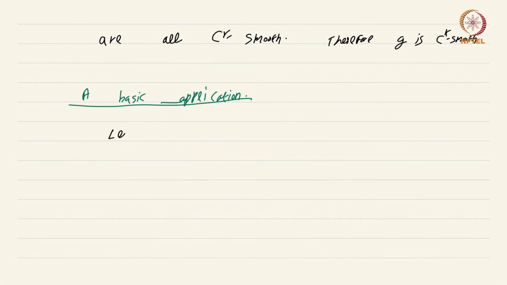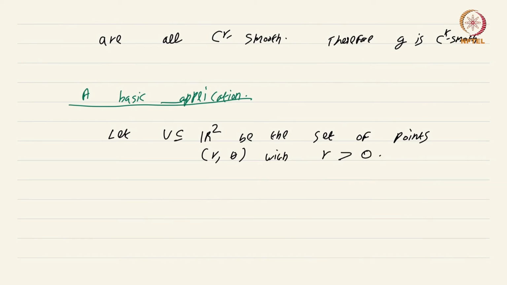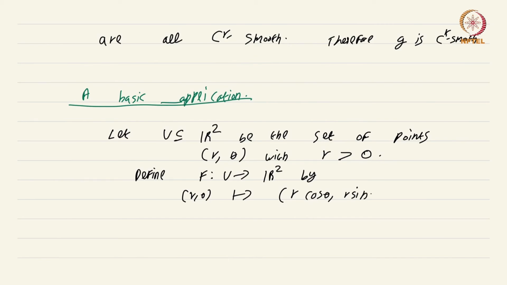So let U, a subset of R2, be the set of points (r, theta) with r greater than 0. Okay. Define f from U to R2 by (r, theta) maps to (r cos theta, r sin theta). Okay, so this is nothing but transforming polar coordinates into usual Cartesian coordinates.